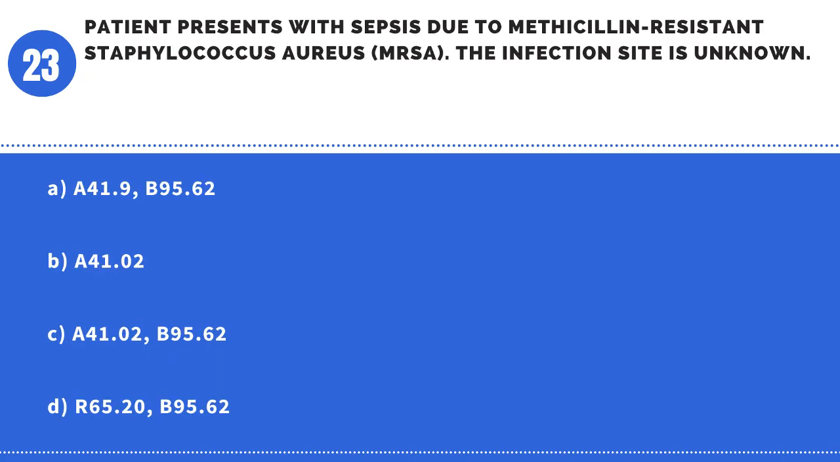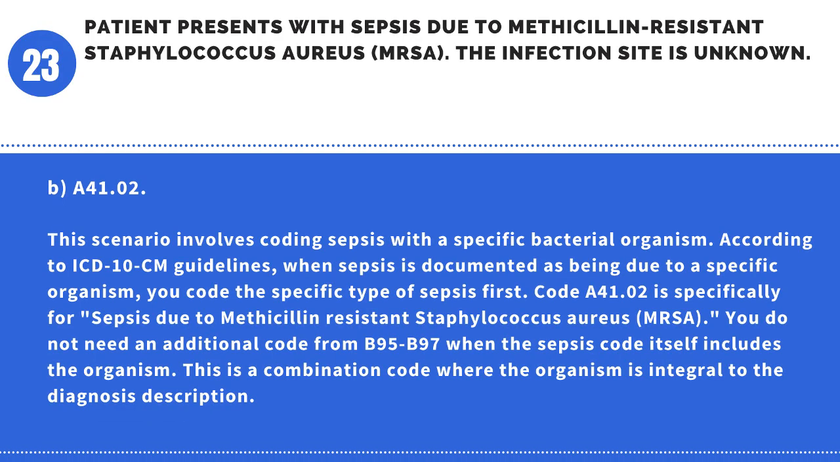Question 23. Patient presents with sepsis due to methicillin-resistant Staphylococcus aureus, MRSA. The infection site is unknown. A. A41.9, B95.62. B. A41.02. C. A41.02, B95.62. D. R65.20, B95.62. Answer: B. A41.02. This scenario involves coding sepsis with a specific bacterial organism.